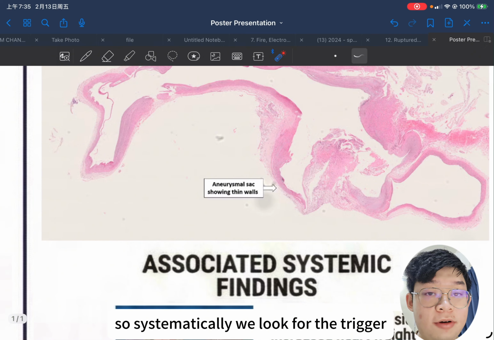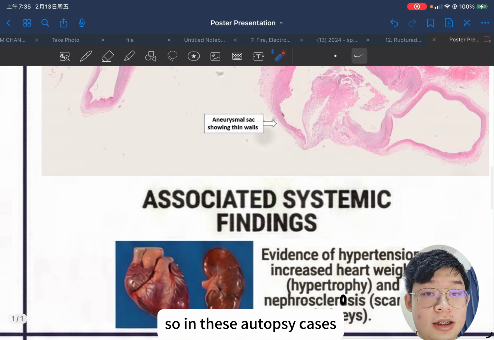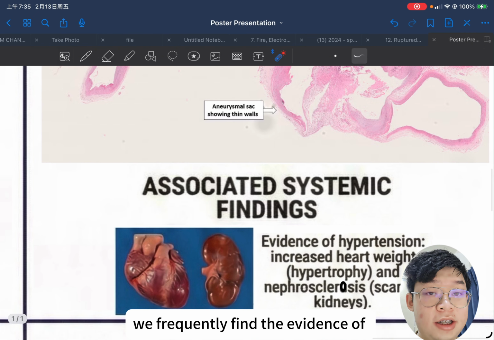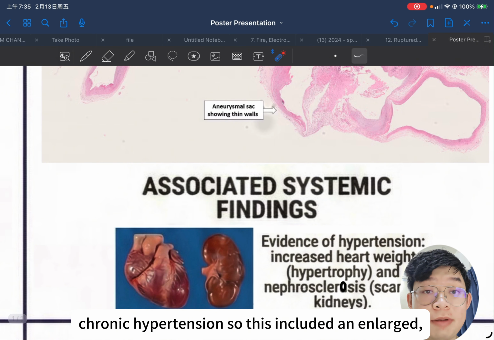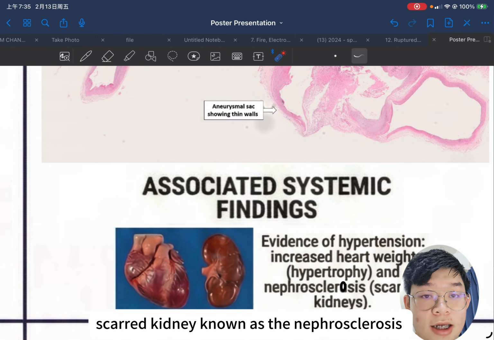Systemically, we look for the trigger, the causes. In these autopsy cases, we frequently find evidence of chronic hypertension. So this included an enlarged hypertrophic heart and scarred kidney, known as nephrosclerosis.